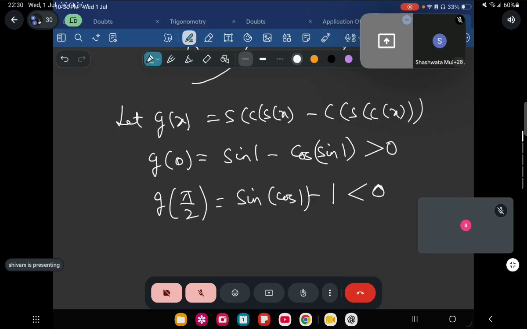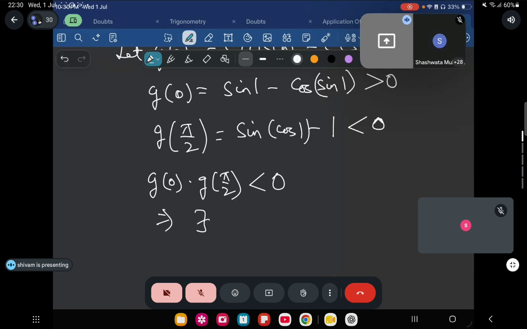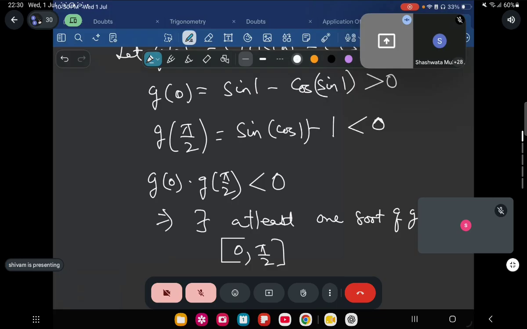So see, what is g of 0 into g of pi by 2? Less than 0. This implies there exists at least one root, by intermediate value theorem, there exists at least one root of g of x in 0 comma pi by 2. Hence proved. Is it clear, Shashwata? By intermediate value theorem.